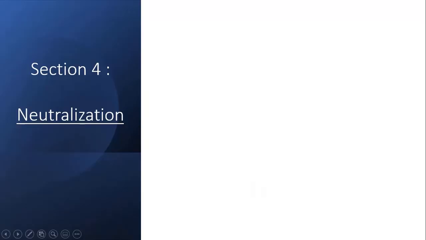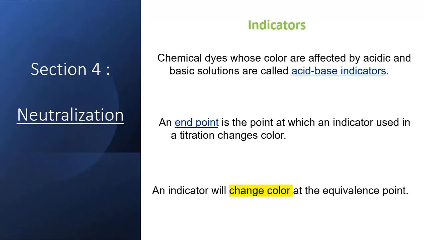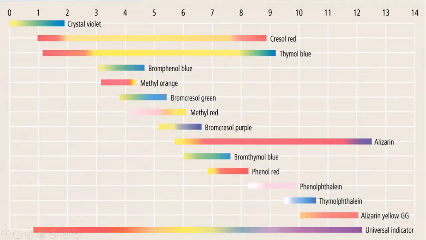The equivalence point is when you have the concentrations equal to each other. The end point is where you see the change of the color. When you see the change in the color, this means that you have already passed the equivalence point.